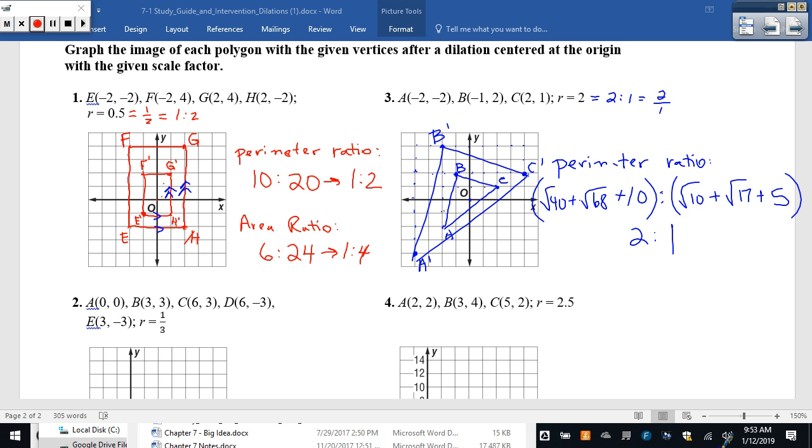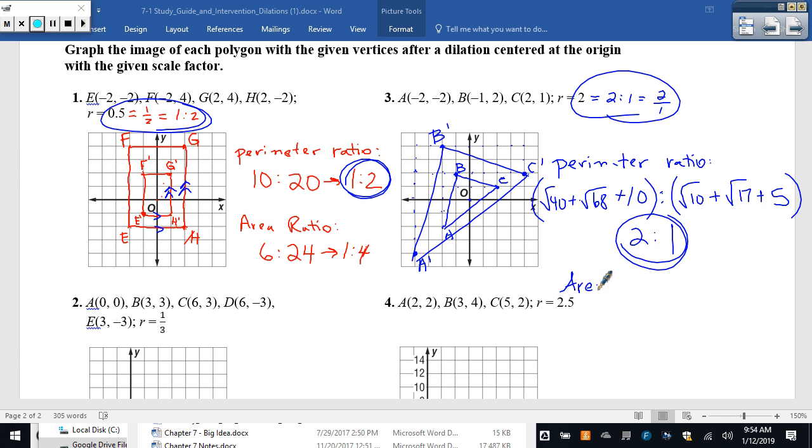Okay? So let's see here. Perimeter ratio, scale factor, R value, similarity ratio. Perimeter ratio, scale factor, R value, similarity ratio. Coincidence? I think not. Perimeter ratio is always going to be the same as the scale factor, or the R value or similarity ratio. Now, the area ratio obviously is a little bit different.